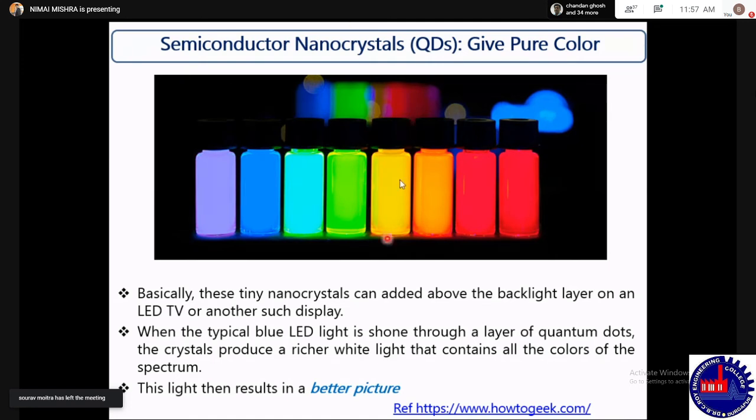So these tiny nanocrystals can be added above the backlight layer on the LED TV and other such displays. When the typically blue LED light is shone through a layer of quantum dots, the crystal produces a richer white light. Because what is white light? If you make a proper blending ratio of blue, green, and red, you get a white light. So that's how the white LED comes into the picture. This light results in a better picture.